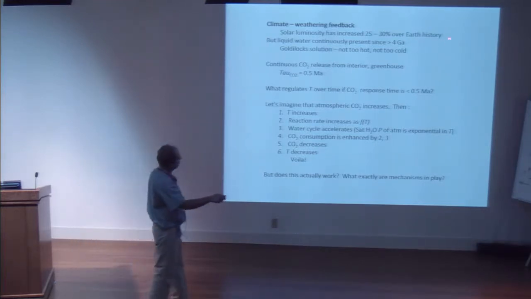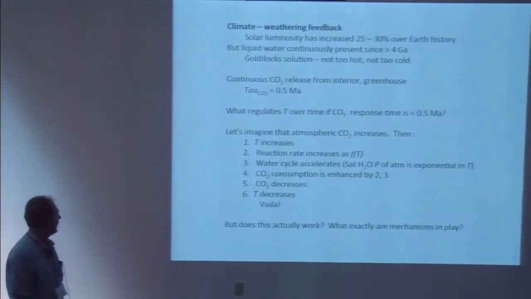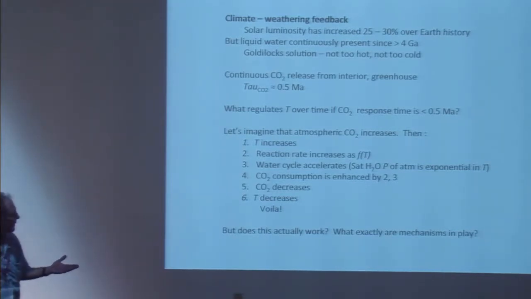But liquid water we've had pretty much continuously present since at least 4 billion years ago, probably longer. And so it's the Goldilocks solution. How do we keep the planet from freezing over and staying that way? It may have frozen over briefly in the Neoproterozoic. It may, or at least substantially was frozen, but it never boiled off the oceans and became Venus.